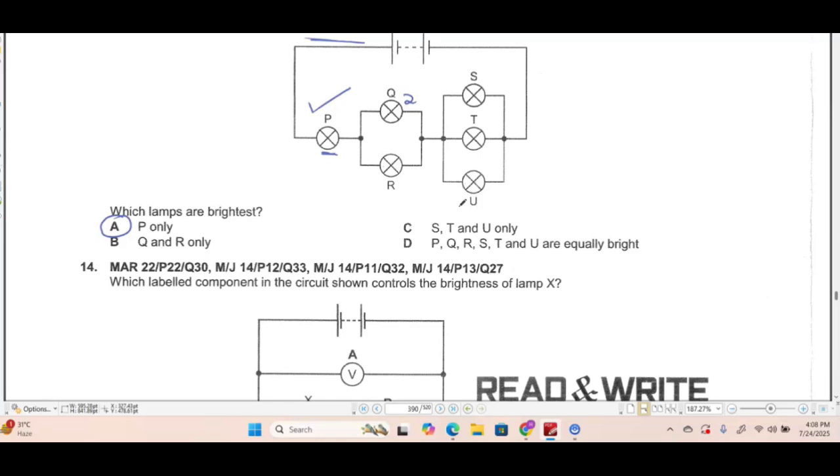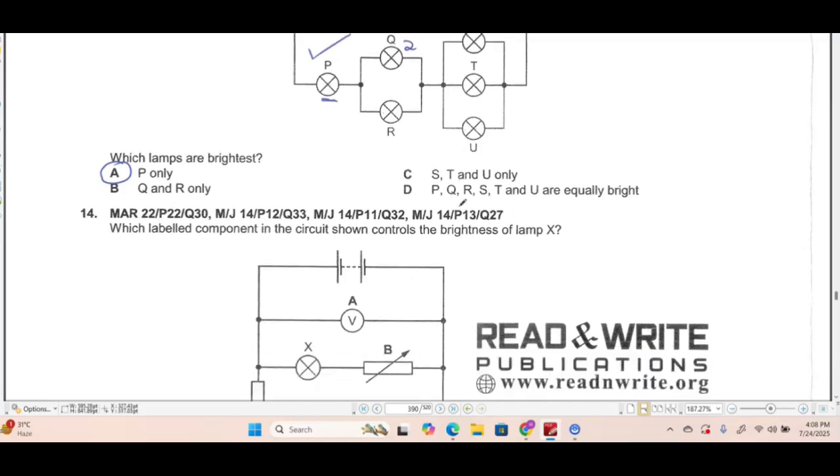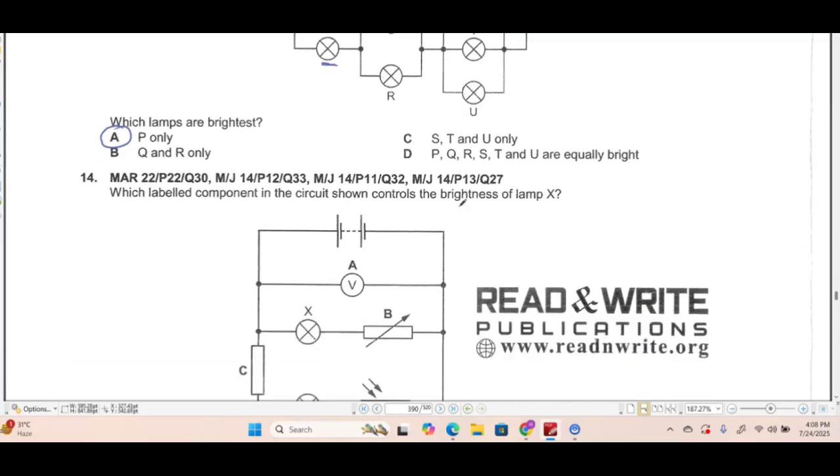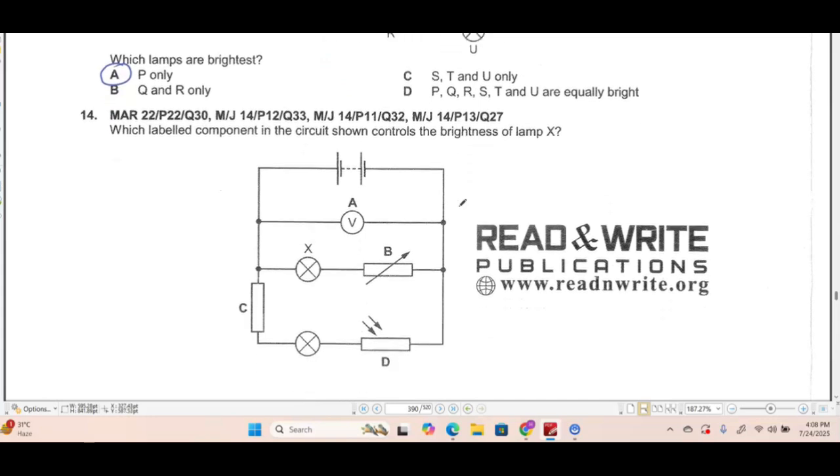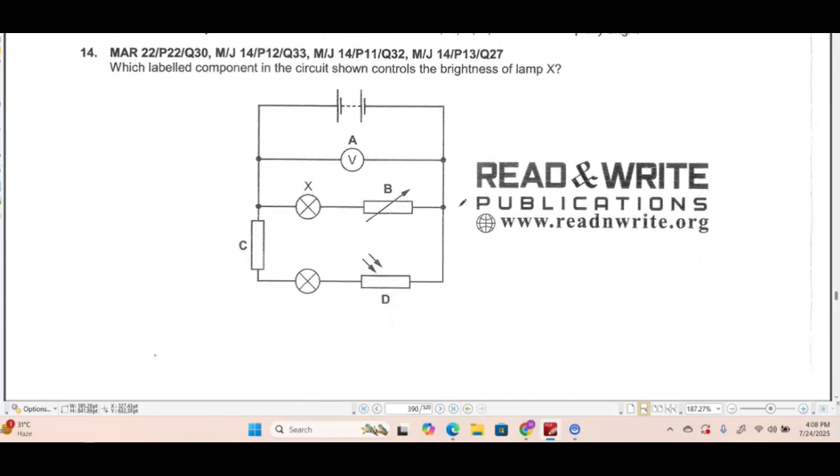and lamps and resistors can be replaced with each other in such questions. Only in these questions, not the other ones. You might say that you told us that in that video and now our question is not correct anymore, but in such questions where we have lamps, this happens. Okay, moving on to question number 14.